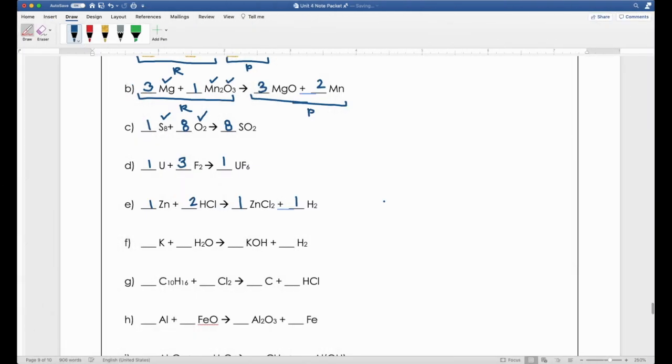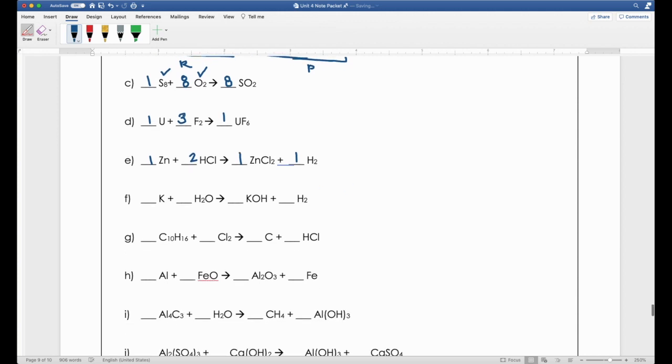There are your answers for D and E. So not too bad. Fluorines here, I have to have 6 because I have 6 fluorines in my products. And I can get a nice number of 6 just by adding a coefficient of 3. 3 groups of 2 is 6. 1 uranium, and I have 1 uranium going in. In this case, I just need to add a coefficient of 2 in front of hydrochloric acid, and that balances out chlorines. So I have 2 chlorines right here, and I have 2 hydrogens right here. This equation is also now balanced.